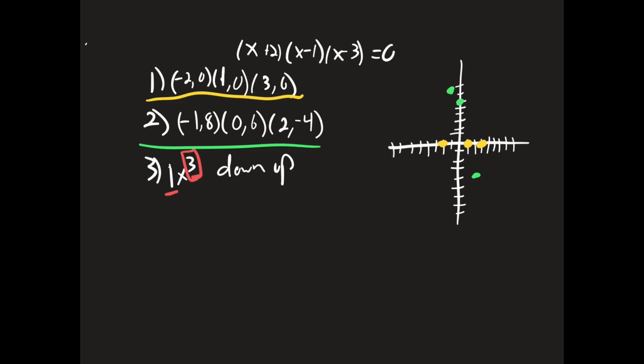So I have my negative 1, 8, 0, 6, and 2, negative 4. So now I have those all graphed. Now finally, we know that it is down and up, so I'm just going to draw this graph, connecting these points in the order that they show, right? So I know we're going to go from somewhere up here, here, here, and here. There's our graph. All right.